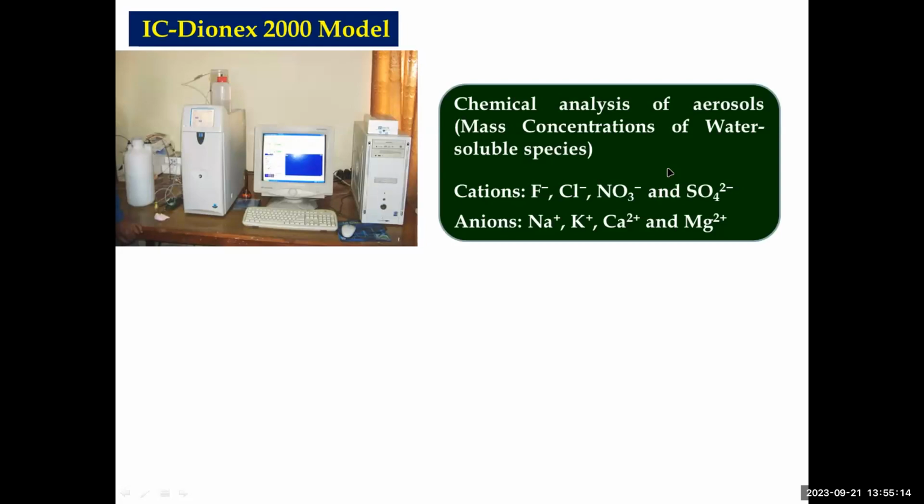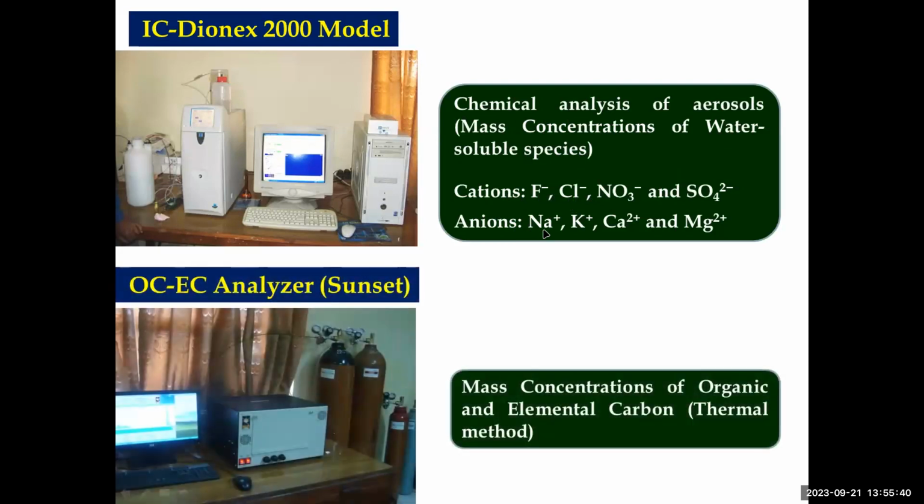We take some part of this filter to analyze, apart from their masses, the various chemical compositions like cations and anions using this IC, ion chromatography. So we get the chemical composition of water soluble species like anions, fluoride, chloride, nitrate, sulfate, and cations like sodium, potassium, calcium, and magnesium. Also, some part of these filters is used to analyze organic carbon and elemental carbon using a thermal technique through the OCEC analyzer.